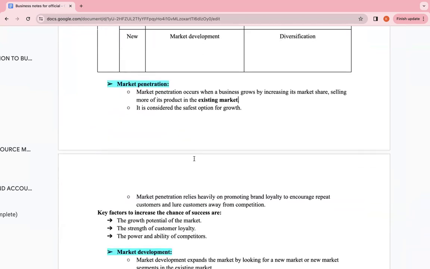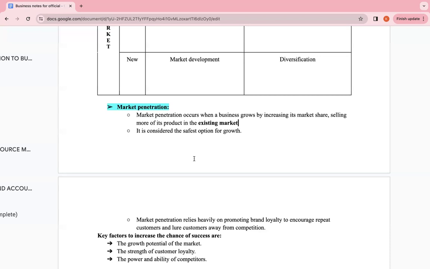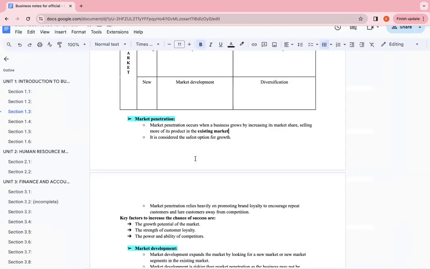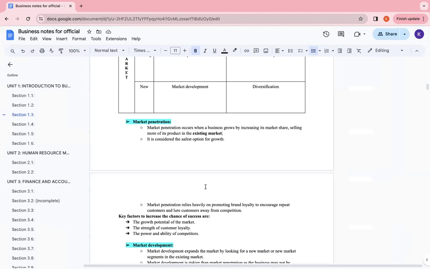Then you have market development. Key factors to increase the chance of success are the potential of the market, the growth potential, and the strength of customer loyalty. So the more they make the customers trust them, the more they give customers incentive to buy from them, which may be through implementing ethical objectives, I guess. And then you have the power and ability of competitors. Again, the competitors will always respond to the actions of a business, so we need to keep that in mind.